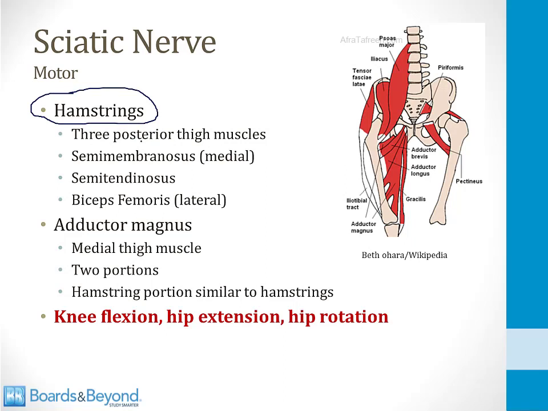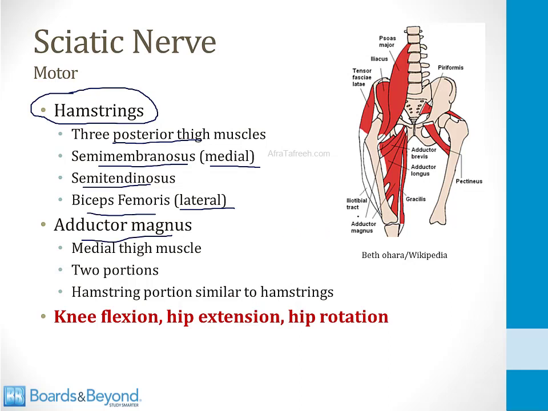The hamstrings are 3 muscles, all found in the posterior thigh. The first one is called the semimembranosus. This is the most medial hamstring. The semitendinosus is in the middle, and the biceps femoris is the most lateral hamstring. In addition, there is a 4th muscle that is not a hamstring, but it functions just like a hamstring. That's called the adductor magnus.